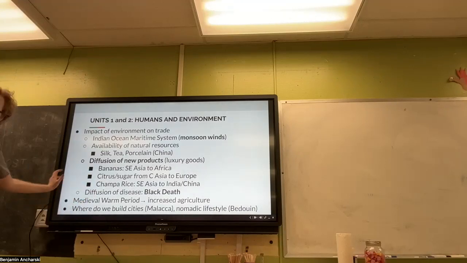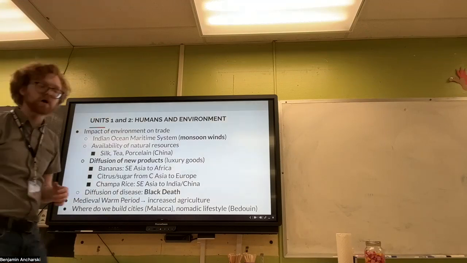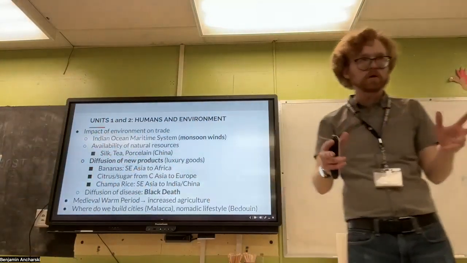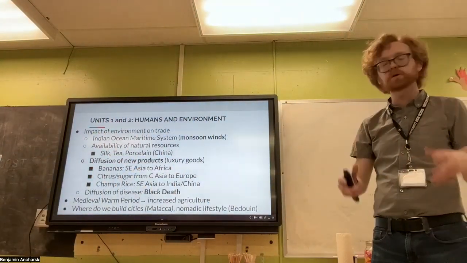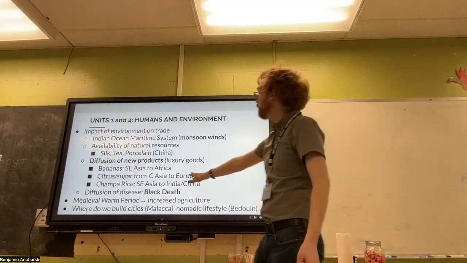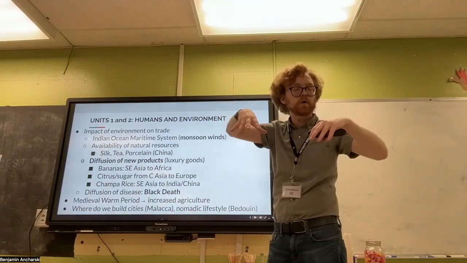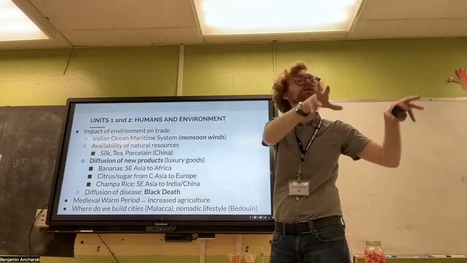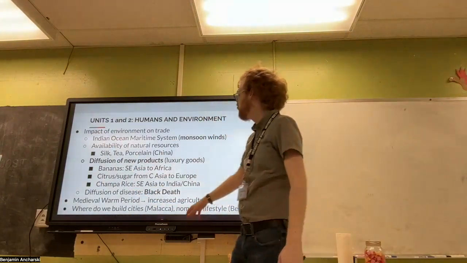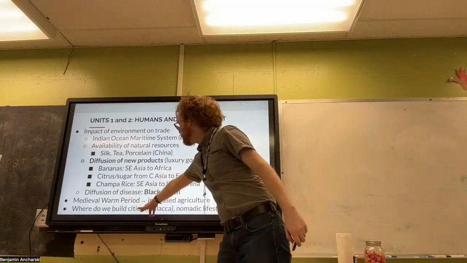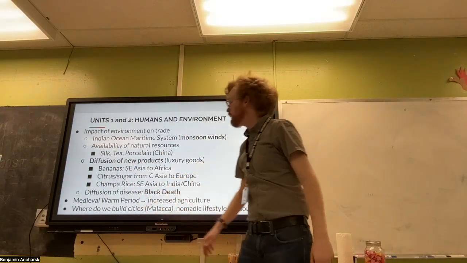Right. In terms of agriculture, we are seeing generally there's more food production going on. Climate is warmer during this time, the Medieval Warm Period is what it's called, and that generally leads to better agricultural yields. More food means more people means urbanization as well. That's generally true. But also the environment impacts where civilizations are.